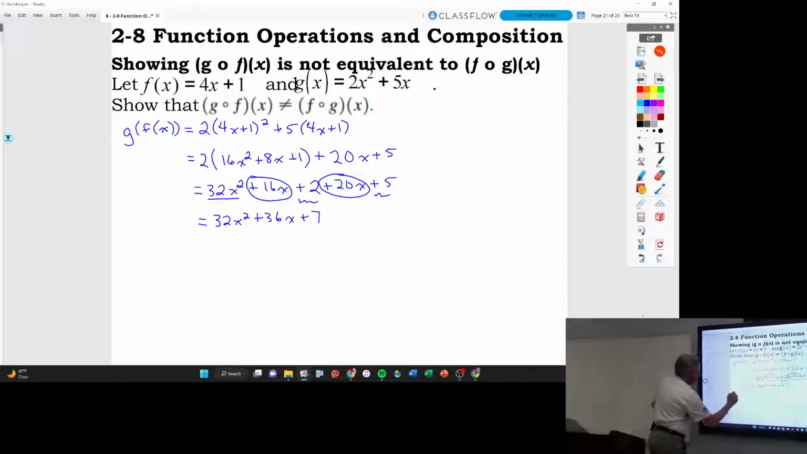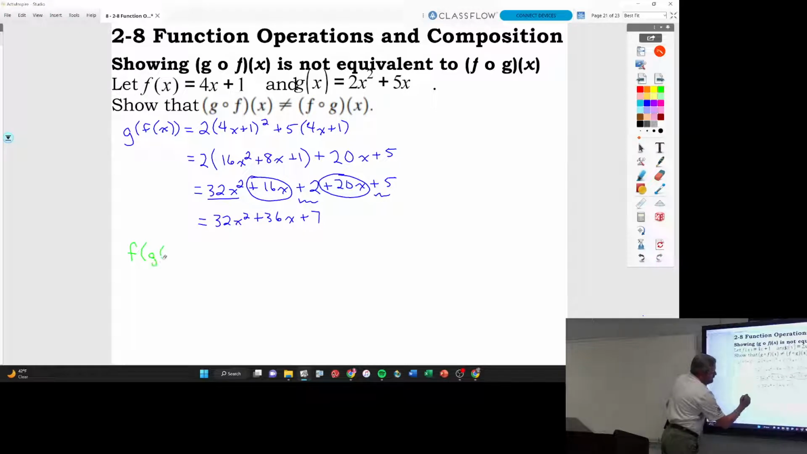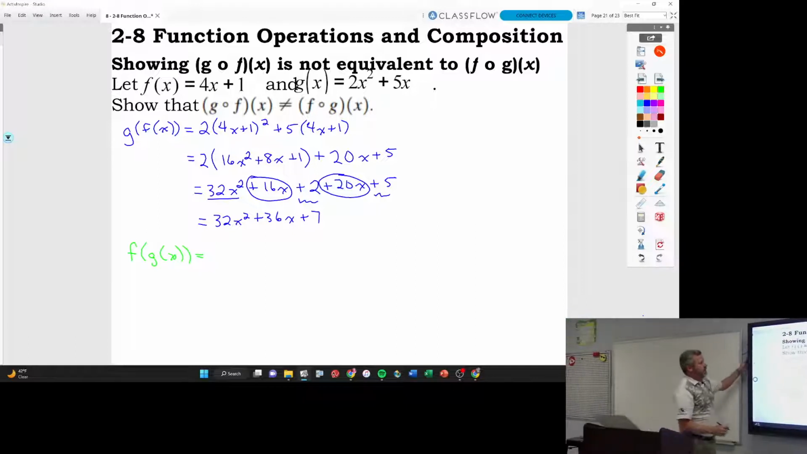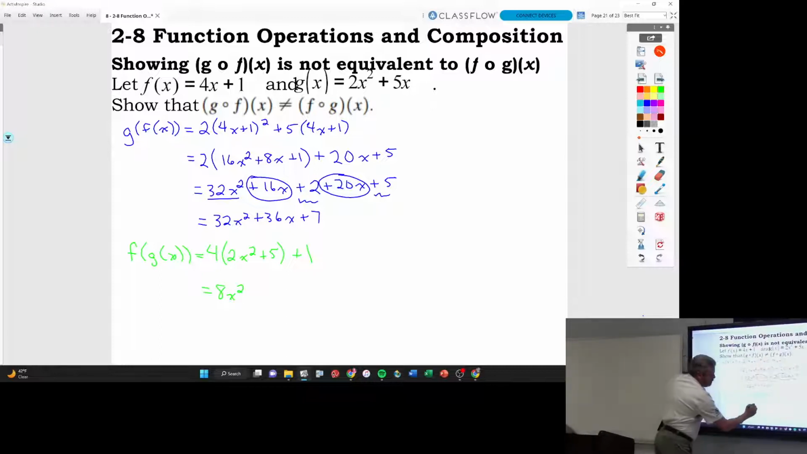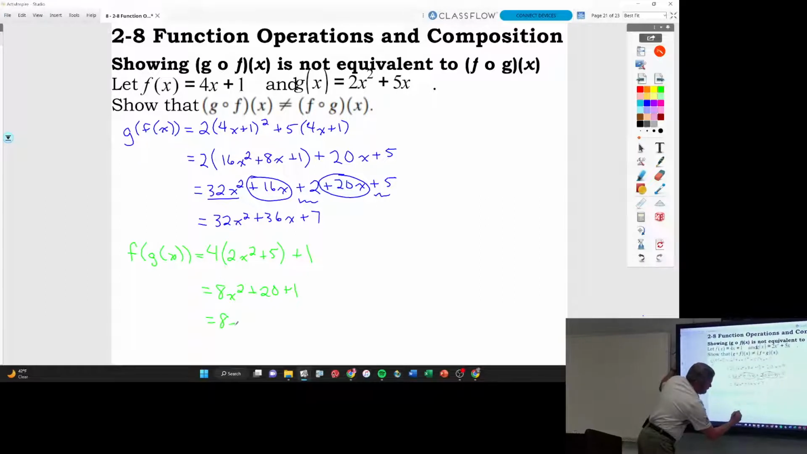Let's flip it around and find f of g of x. Meaning, take the function 4x plus 1, and anywhere I see an x, I'm going to replace it with 2x squared plus 5. So 4 times (2x squared plus 5) plus 1. Clean that up, distribute the 4. I get 4 times 2x squared is 8x squared plus 4 times 5 is 20 plus 1. So 8x squared plus 21.